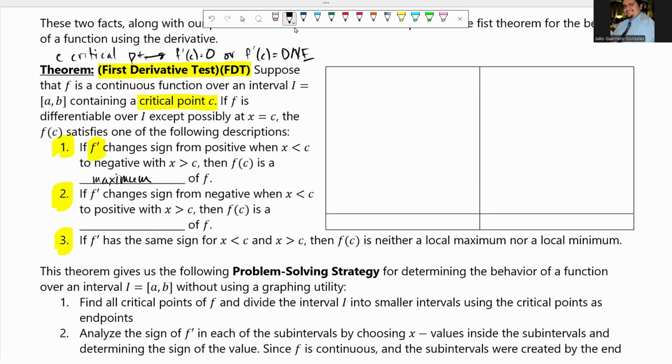Okay. Second, number two. I'll illustrate these in a second. That's what the squares are for, right there to the right. Suppose your f prime, so your derivative, changes sign from negative before c to positive after c. Then what you have is a minimum.